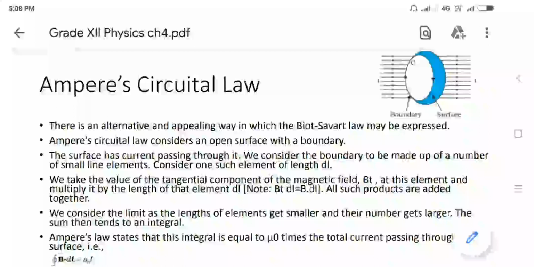Hello students, let us start our new session with the new topic, with the new law, Ampere's circuital law. So here, there is another way, like the Biot-Savart law. We are going to prove Ampere's law.